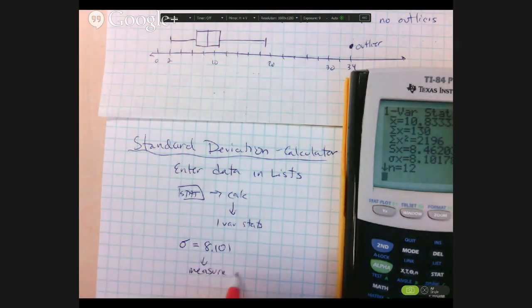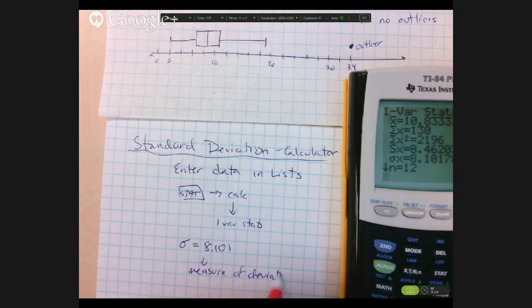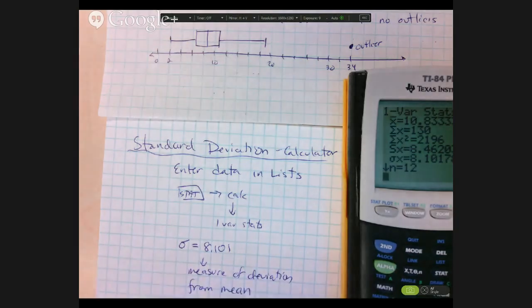Okay, it's a measure of deviation from the mean. So it's going to tell you, if you're one standard deviation from the mean, like 8 above or below, I think it's 66% of the data is in there. If you go 2 out, between 16 up or 16 down, 95% of the data is in there. And it keeps going from there. So it's a way to measure how tight your data is. Obviously ours is not very tight.